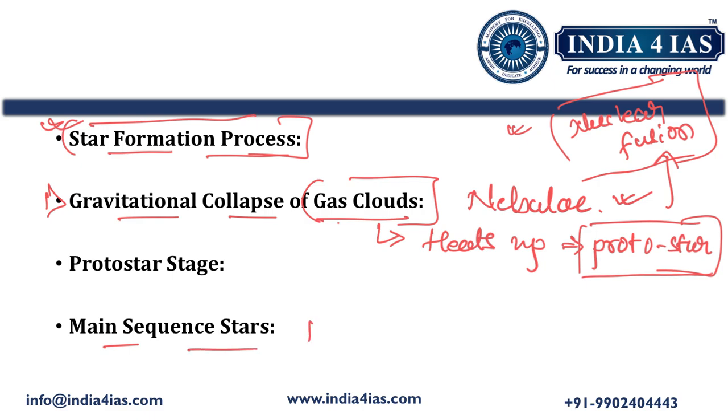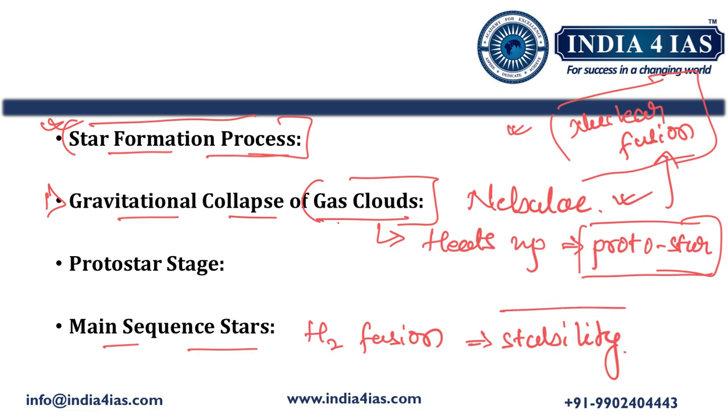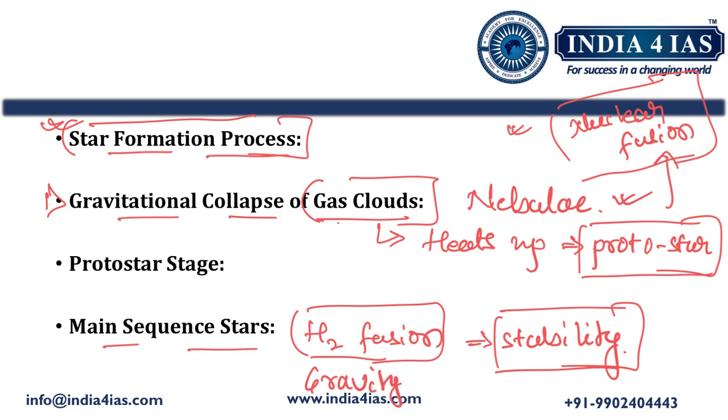So the main sequence is when hydrogen fusion begins at the core of the star. This provides stability to the star. At the core of all the stars, hydrogen fusion is taking place. Stability means there is gravity acting at the center of the star, and because of the nuclear fusion, there is also radiation pressure. So this hydrogen fusion provides stability between these two forces. These are the processes involved in star formation.